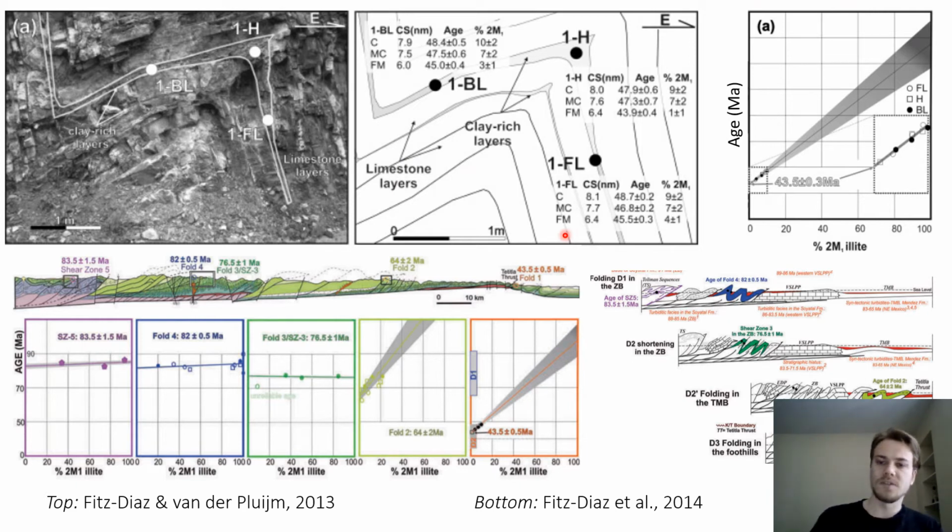So moving on to folds, this is a classic thin-skinned tectonic example of a series of folds in the Mexican fold thrust belt in central Mexico. And what's been done here is that illite crystals have been dated using argon dating in clay-rich layers in chevron folds. And the complication here is that there are two types of illite present.